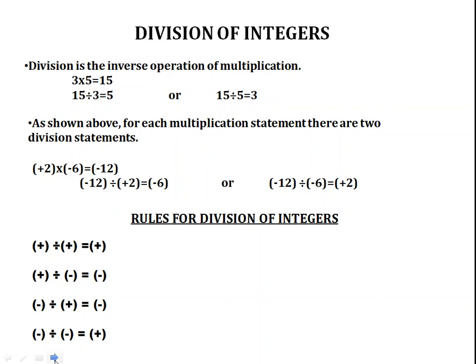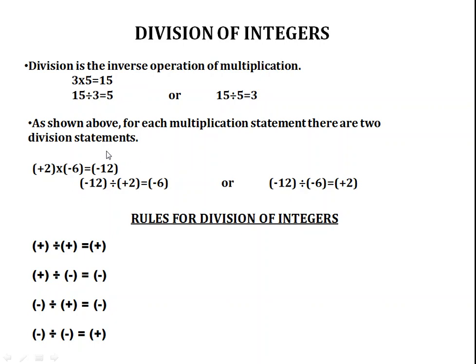This is the slide for division of integers. You know division is the inverse operation of multiplication. For each multiplication statement, there are two division statements. I'll show you. 3 into 5 is equal to 15. That is the multiplication statement. From this multiplication statement, you can write 15 divided by 3 equal to 5, or you can write 15 divided by 5 is equal to 3. So from one multiplication statement, you can write two division statements.